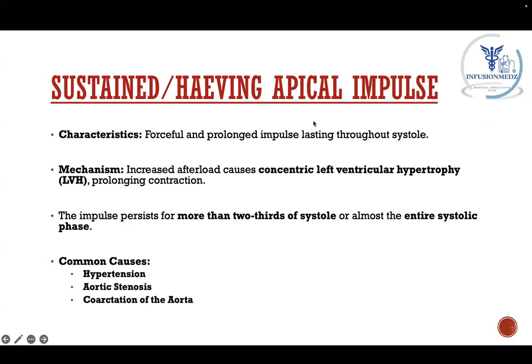This heaving apical impulse is also seen in hypertension because in hypertension patients, peripheral vascular resistance is also high. When peripheral vascular resistance is high, the ventricle will take more time to empty because of the resistance. It will take more time to empty completely. That's why in hypertension there is also a sustained or heaving apical impulse.